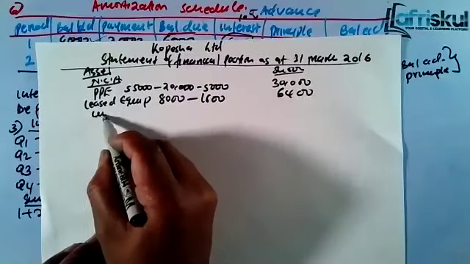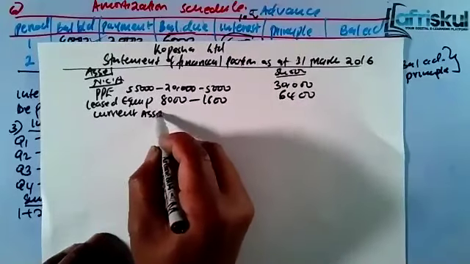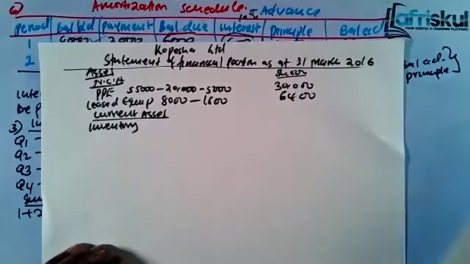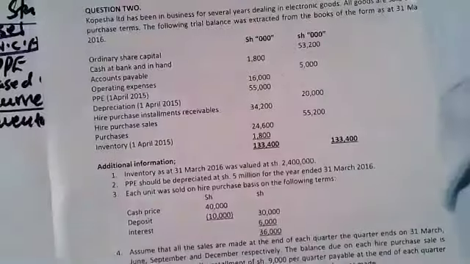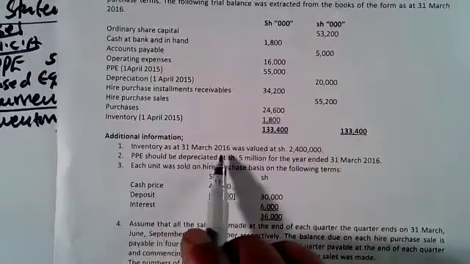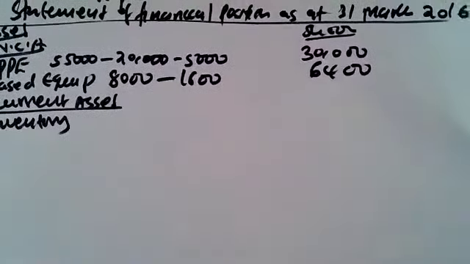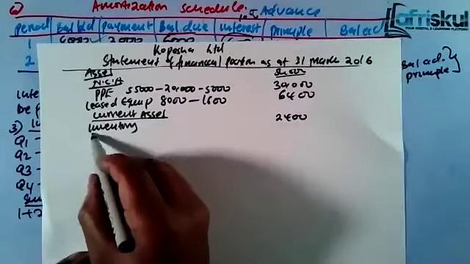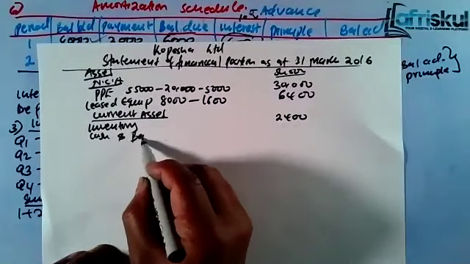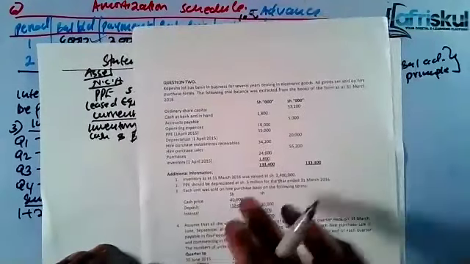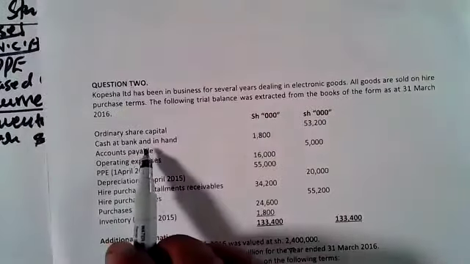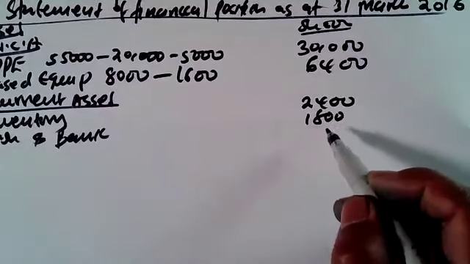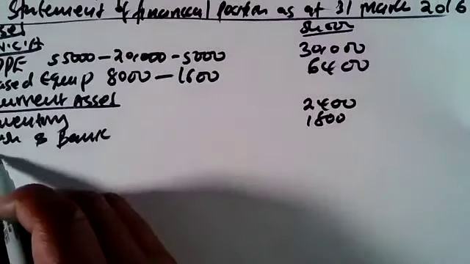Then we go to the current assets. Now for the current assets, we have inventory. Note number 1, ulikuwa umepewa the closing stock. Number 1, inventory as at 1st March 2016 was valued at 24. So hiyo ndio unaweka 24. Then you also had cash at bank. Now for the cash at bank, already given there, the cash at bank in hand was 1,800. And then you also have interest receivable. Usisahau na hiyo.